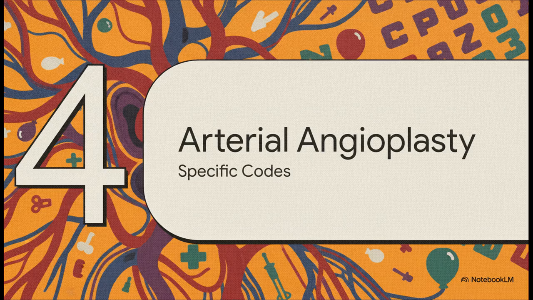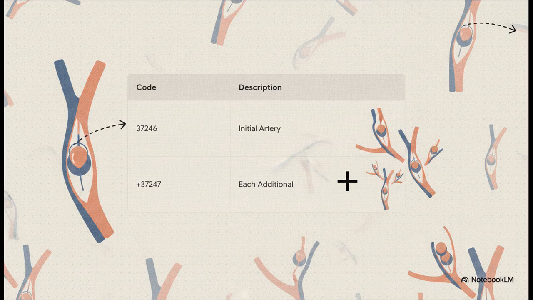All right, Section 4, Arterial Angioplasty Codes. Let's look at the numbers. For arterial angioplasty, where no stent is placed, your core codes are 37246 and 37247. Code 37246 is your base code. You use this for single artery angioplasty, or it serves as the very first artery you code if multiple arteries are treated in one session.